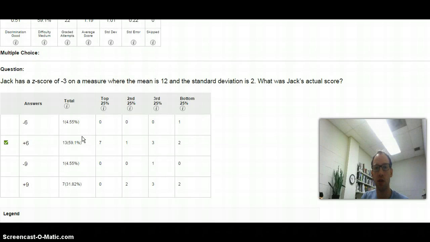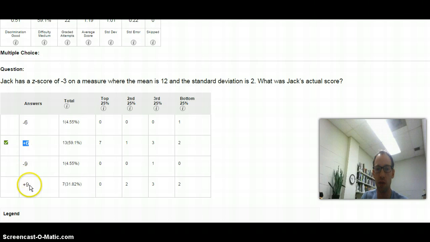Okay, z-score is basically how many standard deviations are you in comparison with the mean? How many are you above the mean? So if you're a -3 z-score, it means you're 3 standard deviations below the mean. Mean is 12. Each standard deviation is 2, but Jack is 3 of those below. So 3 2s is 6. So 12 minus 6 would be 6 actual score.